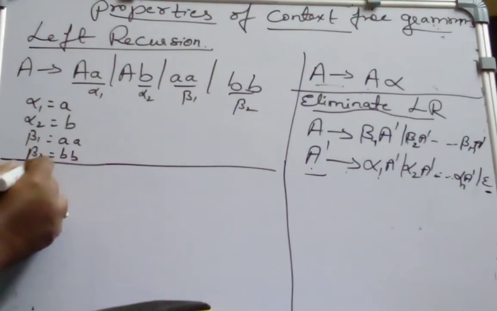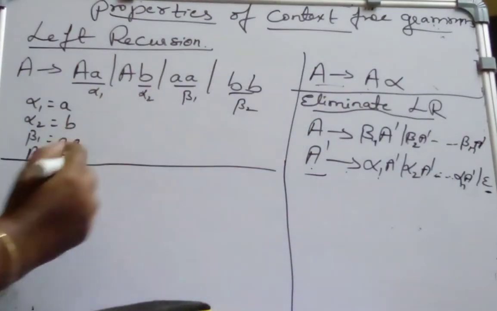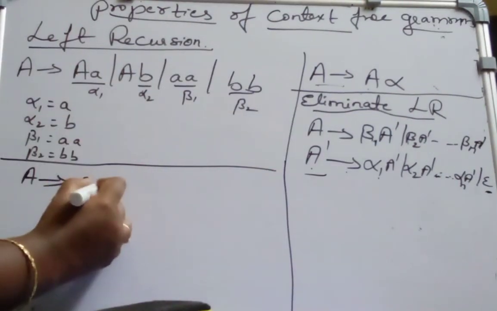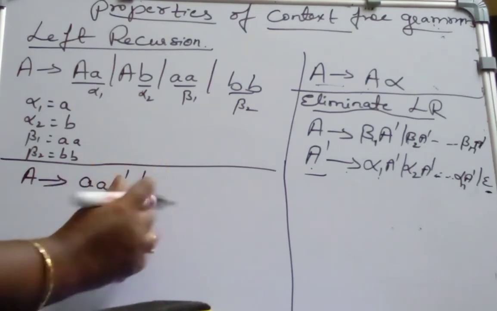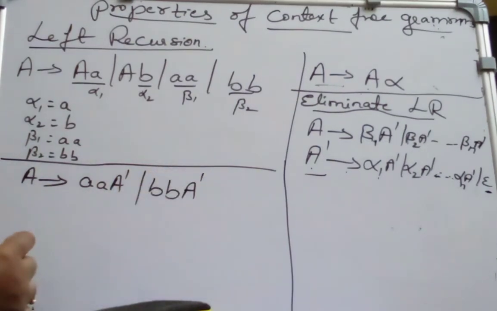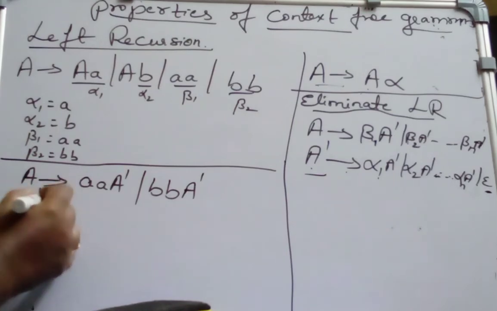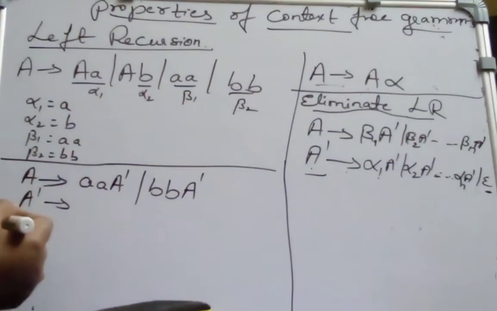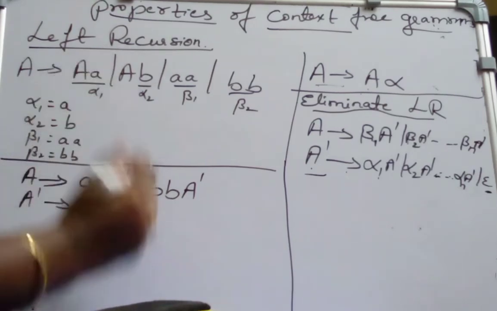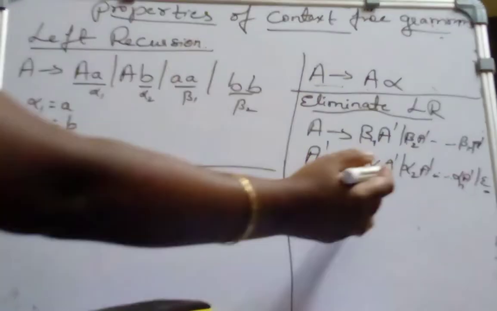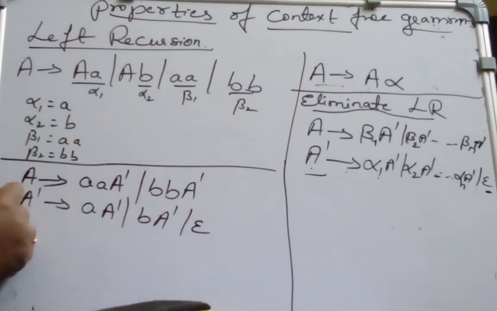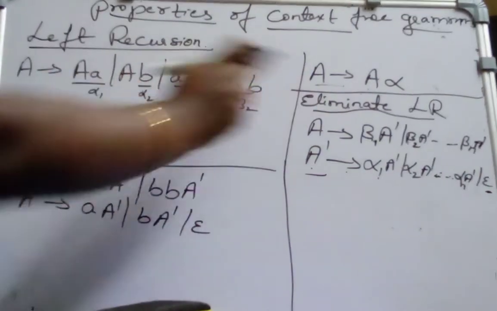What is our formula? Elimination of left recursion. Substitute in the formula. A derives beta 1 A dash. Beta 1 means AA, so AA A dash, or beta 2 is there? Yes, we have beta 2, so BB A dash. And what is A dash now? A dash derives alpha 1 A dash. What is alpha 1 here? A, so A A dash, or alpha 2 is there? Yes, B A dash. That's all, we have alpha 1, alpha 2. So next is epsilon.